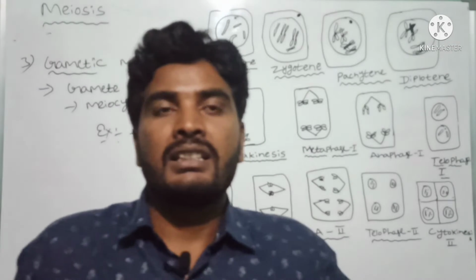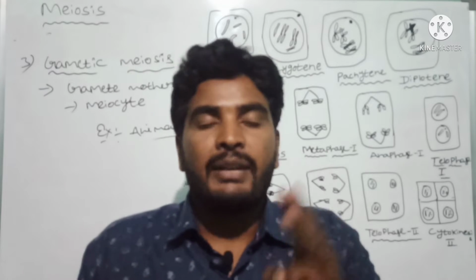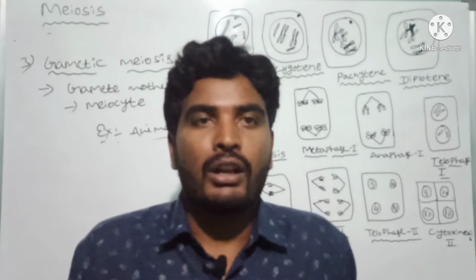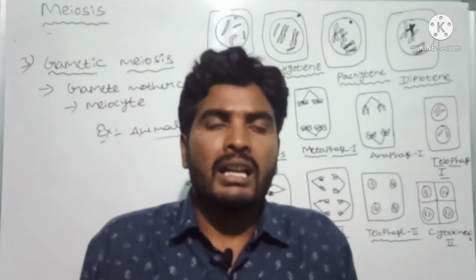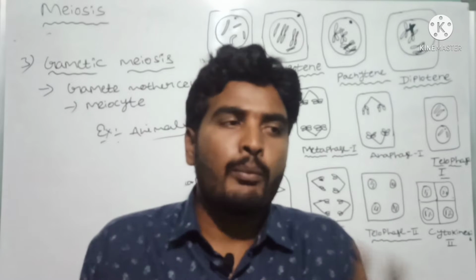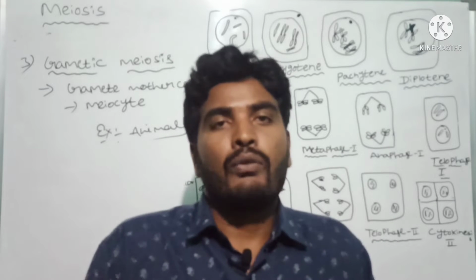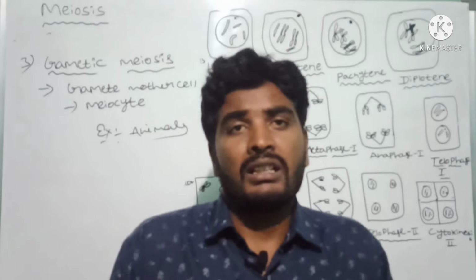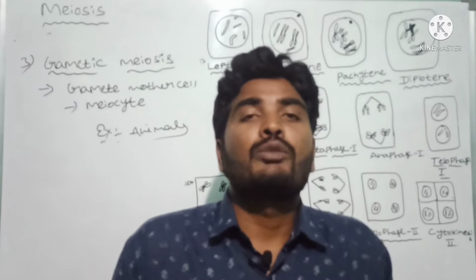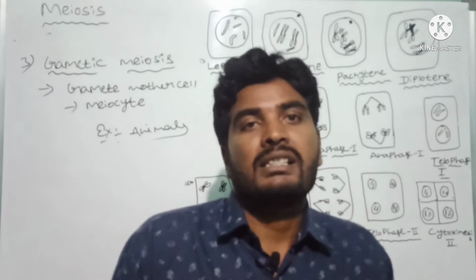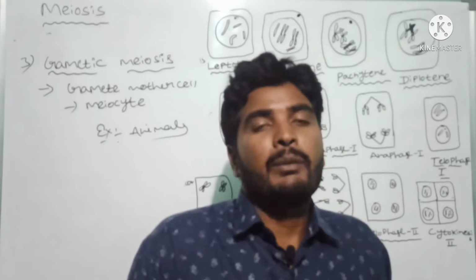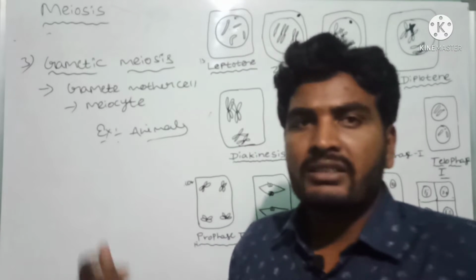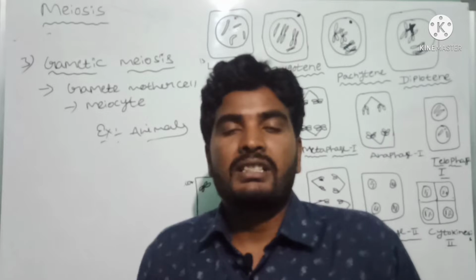Based on the meiocyte, meiosis is classified into three types: zygotic meiosis, sporic meiosis and gametic meiosis. In zygotic meiosis, the zygote is the meiocyte. Examples: algae, fungi and thallophytic plants, meaning undifferentiated plant body. In sporic meiosis, the meiocyte is the spore mother cell. Example: higher plants. In gametic meiosis, it is the gamete mother cell. Example: animal meiosis. Next we will discuss the salient features of meiosis.